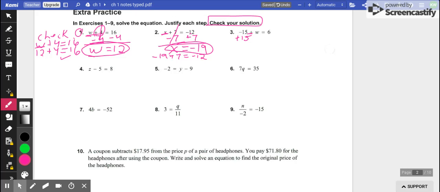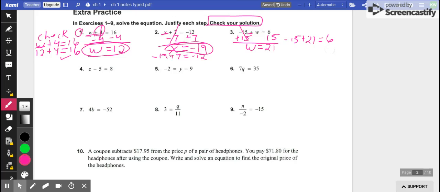Negative 15 plus 15 cancel each other out. So I'm left with just w on this side. But if I do it to one side, I have to do it to the other side. So I have 6 plus 15 gives me 21. And again, I always want to go back and check my answer. So negative 15 plus 21 equals 6. Does that work out? Yes, it does.